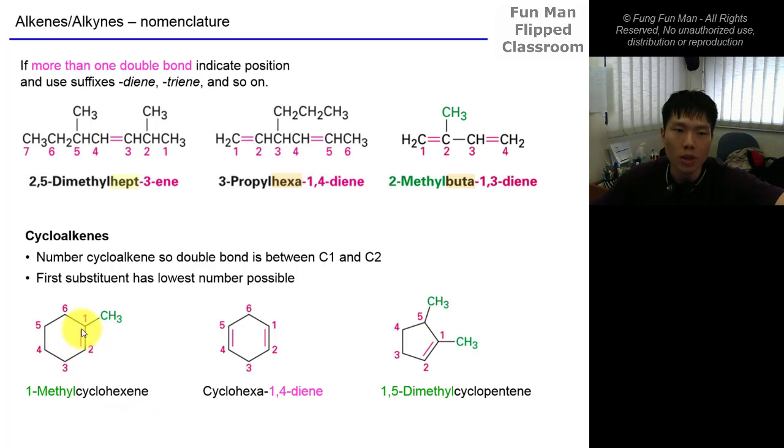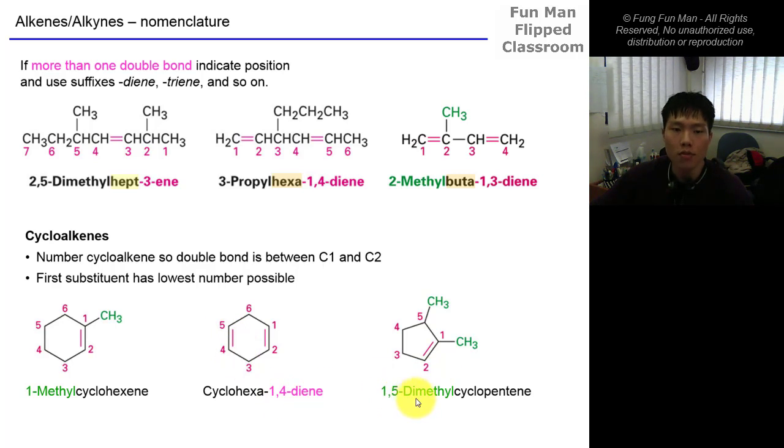Remember, the first two numbered carbons must contain the double bond, so it's either 1,2 or 2,1. But since we have a single substituent on the double bond, we should term this as 1. So this is called 1-methyl cyclohexene. That is called cyclohexa-1,4-diene. 1, 2, 3, 4, 5, we have an alkene.